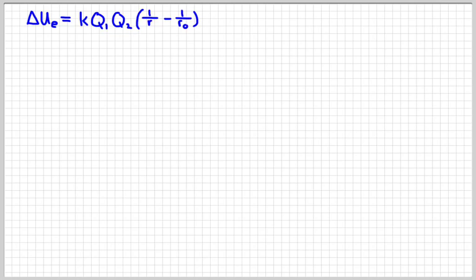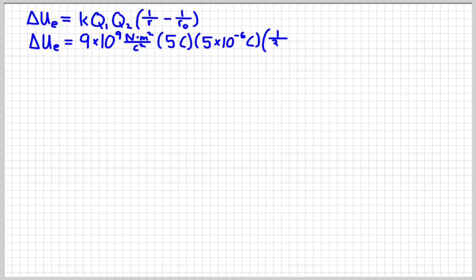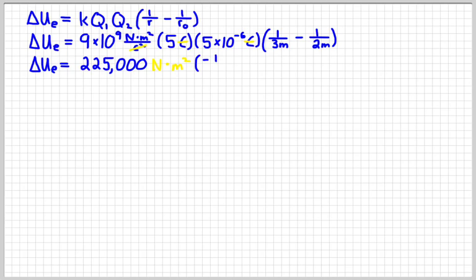Okay, so let's find the change in potential energy. I'm going to use this way just because I don't want to do all the arithmetic. Factoring out the K, Q1, Q2 would look like that. And then 1 over R minus 1 over R initial would look like 1 over 3 minus 1 over 2. So do the multiplying. You would get 225,000. Coulombs would all cancel out, so that would be Newton times meter squared. And then 1 over 3 minus 1 over 2 would be negative 1 over 6.